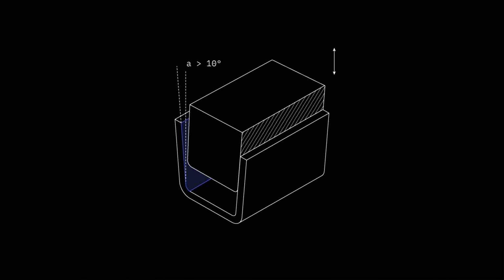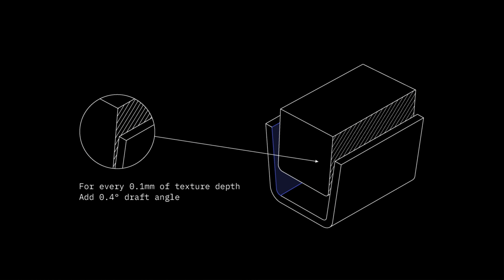The deeper the texture goes into the part, the greater the draft angle you need to successfully eject this part from the core. Rough textured parts might require 10 degrees or more of draft angle. However, as a general rule of thumb, for every 0.1 millimeters of depth your texture has, you should add 0.4 degrees of draft angle to your part.